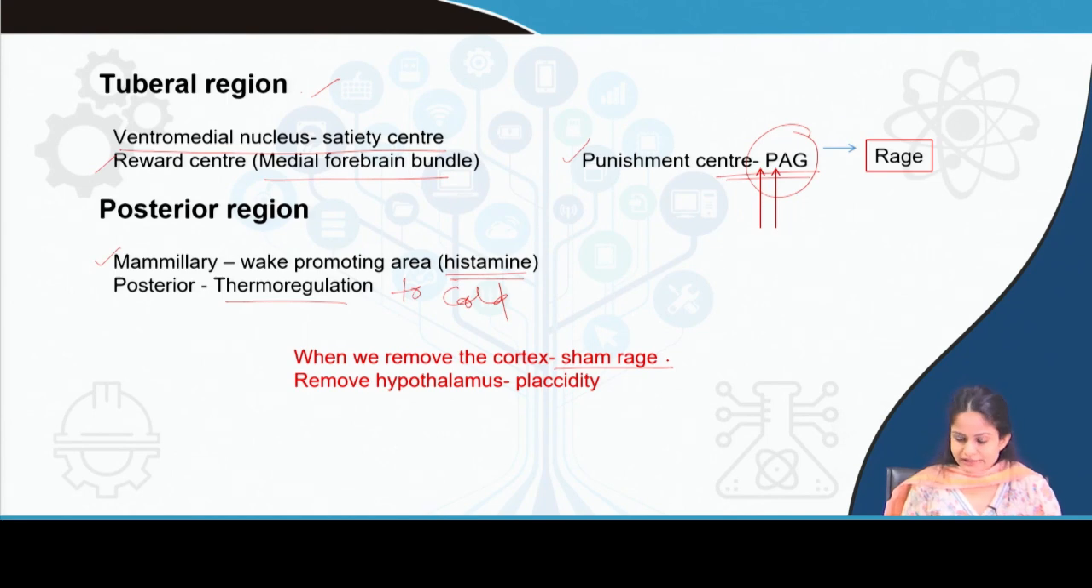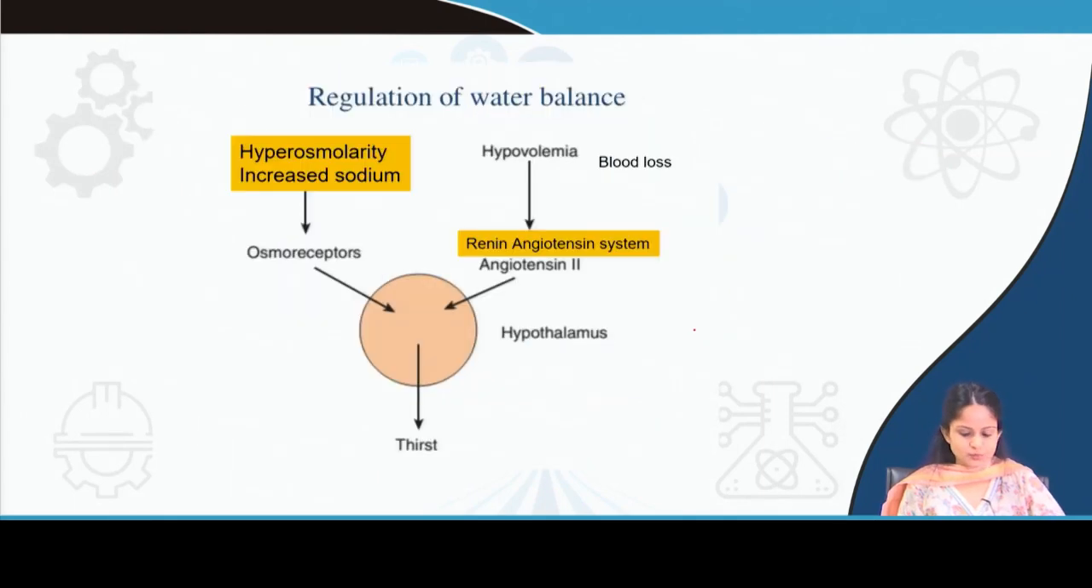So removal of the cortex results in sham rage, and if you don't want to get any reactions at all from a person, you remove the hypothalamus. Obviously, with the centers removed, there won't be any reactions from the person, that is placidity. With this, we'll come to the major functions of the hypothalamus.